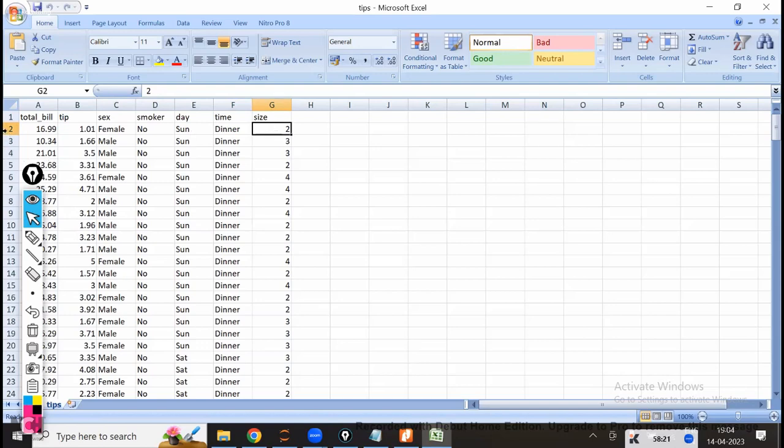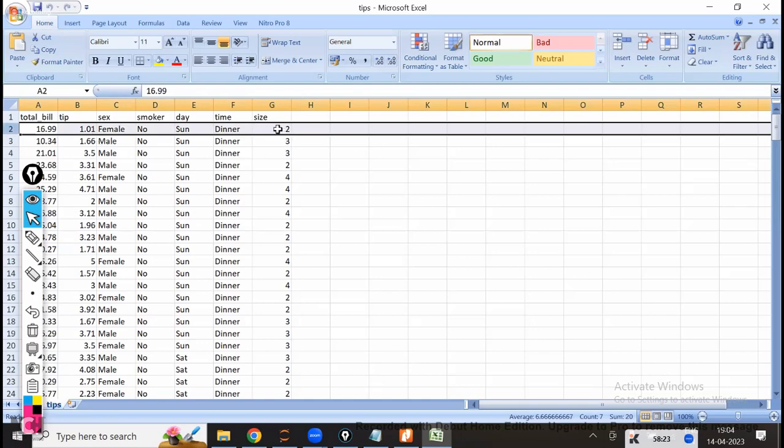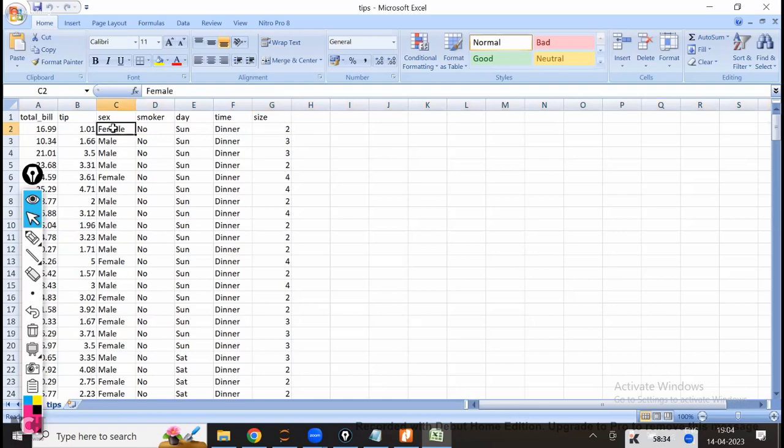This particular record says that a total of 2 members visited on a Sunday at dinner time, and the person who paid the bill is a female. Out of the 2 persons, 1 person is female and they paid the bill. Who is the other person? That is not important for us. He has not collected that. If he had collected it, we could analyze. If he has not, there is no data from which I can analyze. In the data set, that is not there.